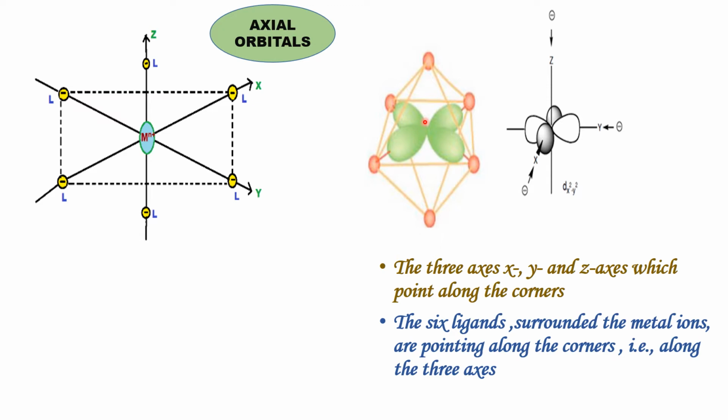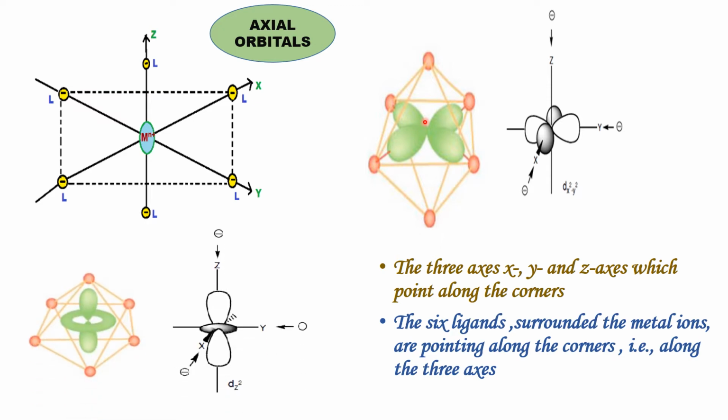In the same way, in the case of the other axial orbital that we know, the dz square orbital, the lobes are in the z direction and there is a donut in the xy plane. So the ligands along the x, y and z axis approach the lobes of the d orbital here, and that can cause a large destabilization to the dz square orbital.